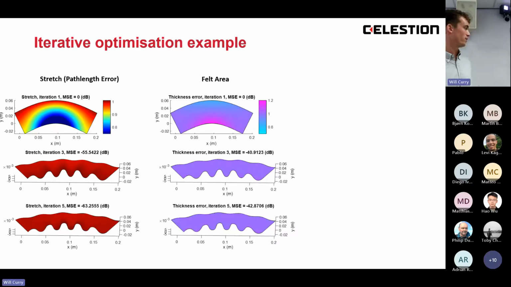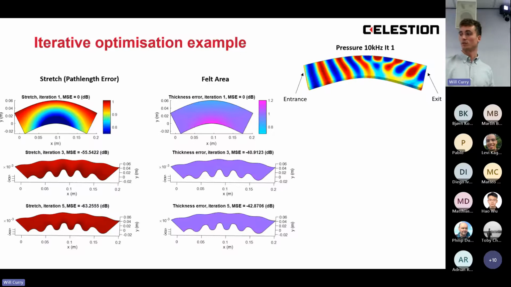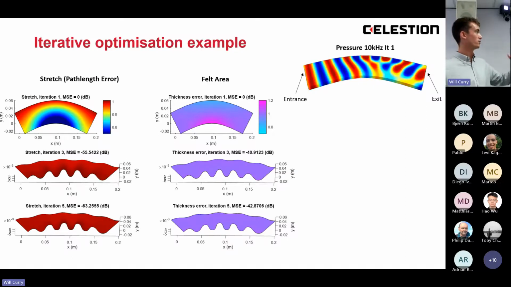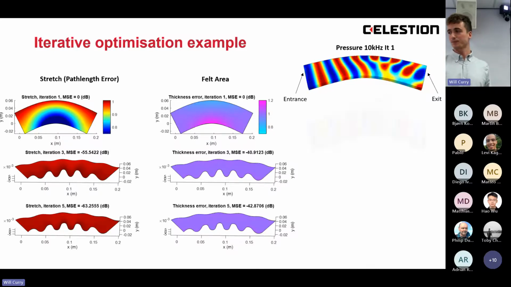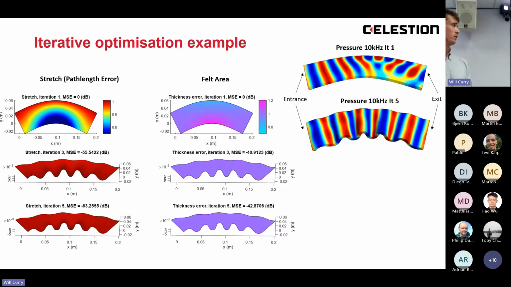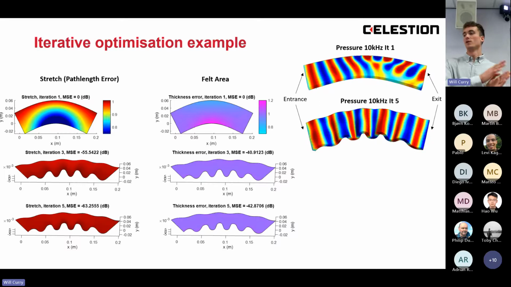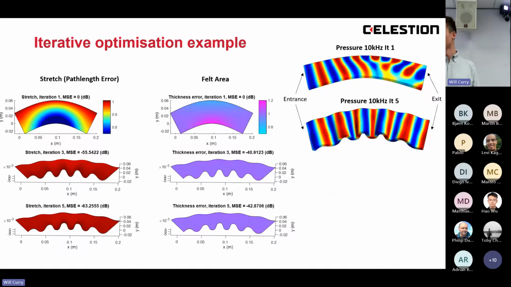Now moving on to the fifth iteration, the differences in the geometry are much more subtle now, but the mean squared error has further reduced. This is the pressure at 10 kilohertz in the first iteration. The pressure waves are reflecting off that outside edge of the bend, and then there's some modal behavior going on at the exit. And this is the pressure at 10 kilohertz on the fifth iteration. Now the pressure waves are much more aligned with the geometry, and importantly with the exit surface.